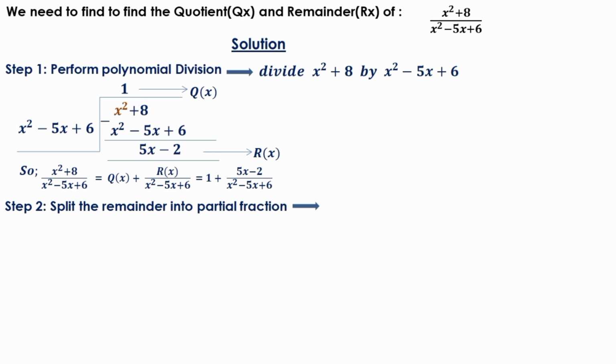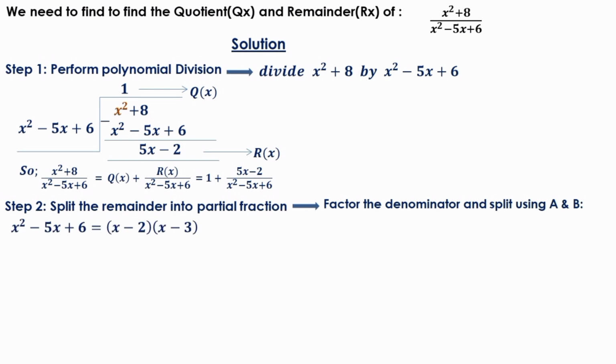Then, to split this remainder into partial fractions, the first and easy step is to take the denominator and factor it. As you can see, the denominator is x squared minus 5x plus 6. So we need to factor the denominator, and then we split using A and B in our common partial fraction approach. When we factorize x squared minus 5x plus 6, that will give us x minus 2 times x minus 3.